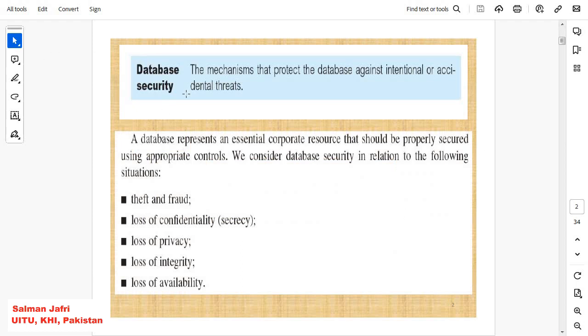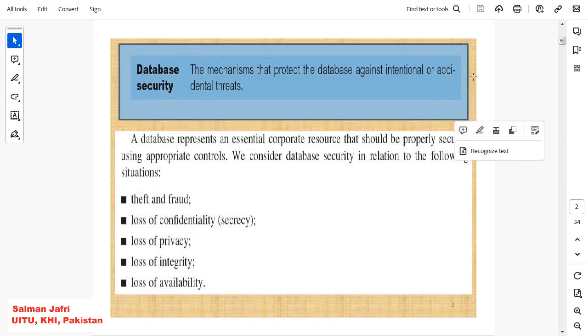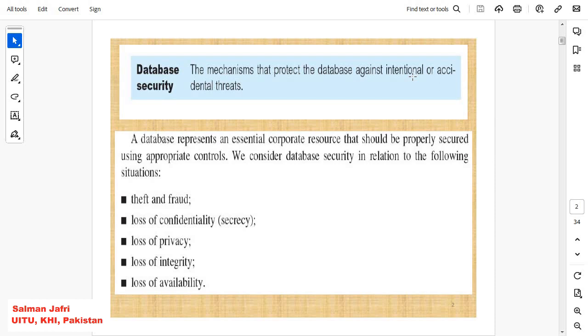So let's talk about database security. What is database security? The mechanisms that protect the database against intentional or accidental threats. So threats can be of two types. There can be intentional threats, where someone wants to create that threat. It might be a hacker, or some person who doesn't like the organization. Or it might be accidental, for example, system crash, power failure, etc.